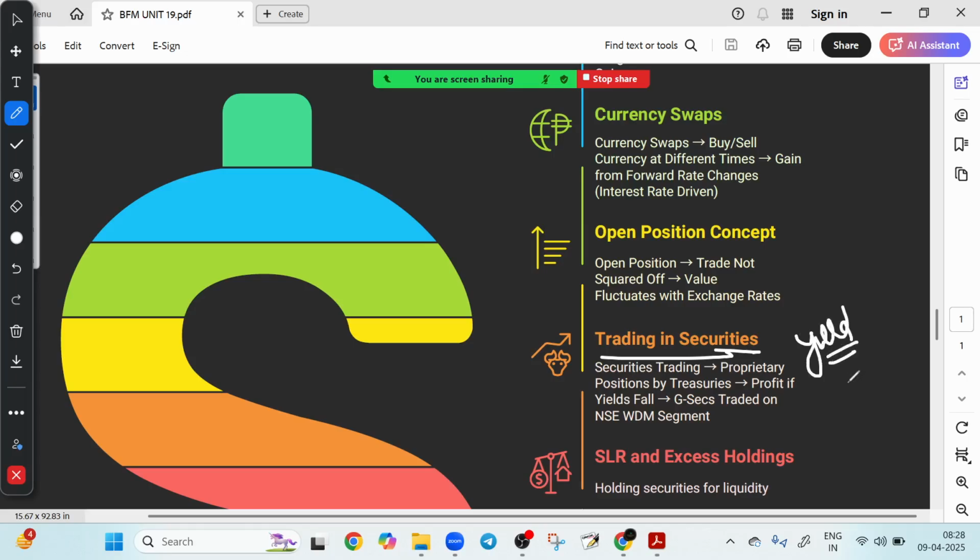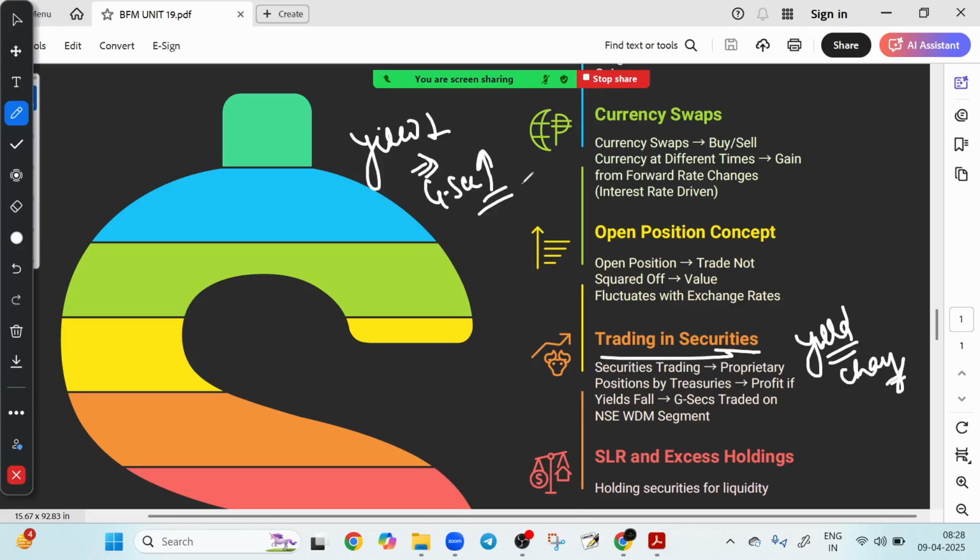When treasury trades in security, it is often to profit from the yield chain. If yield falls, tell me what will happen. Suppose yield decreases, what will happen? Then government security rises in value. Obviously, price is inversely proportional to the yield. If the yield decreases, government security value will increase, and that is how banks make gain.